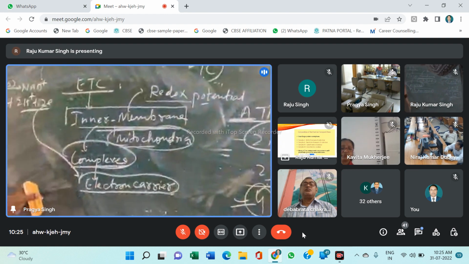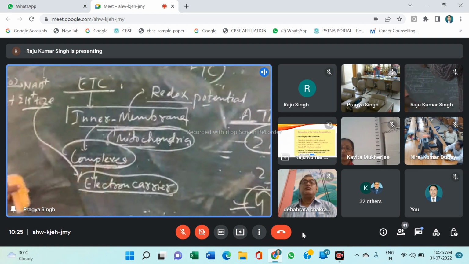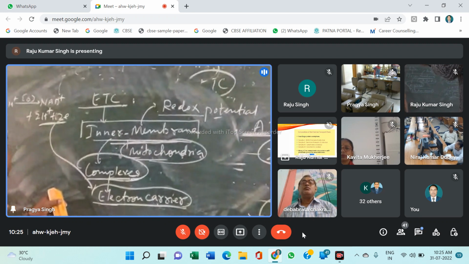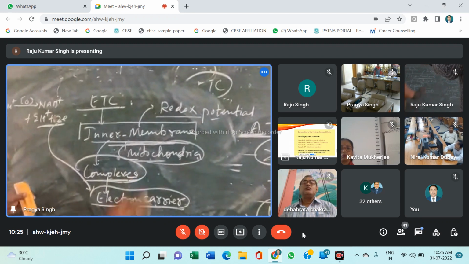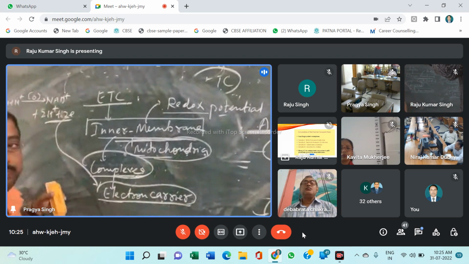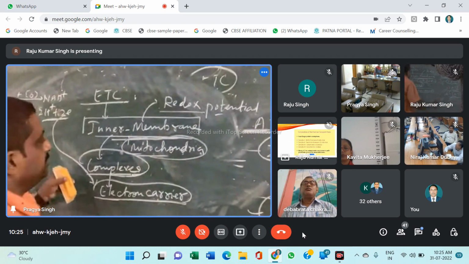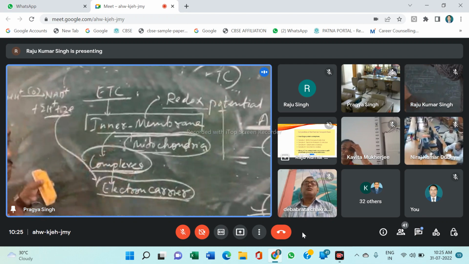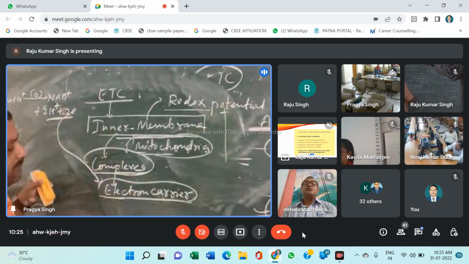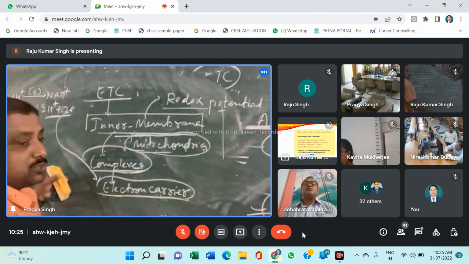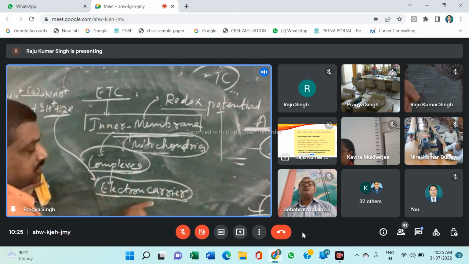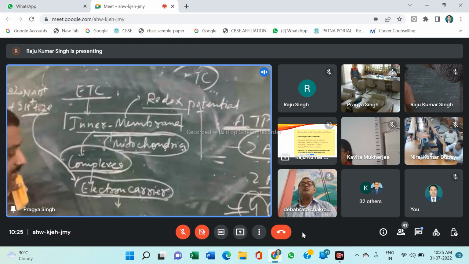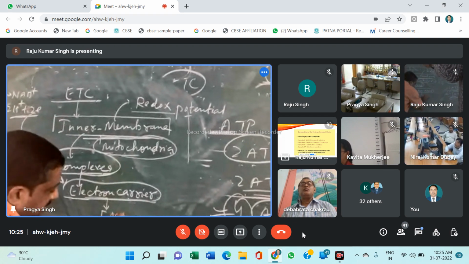Complex 1 has the higher redox potential, meaning a negative value, meaning it is in the reduced form. Very, very important: as we move from complex 1 to complex 4, the redox potential becomes lower. That is why the electrons move along these complexes, which have electron carriers.